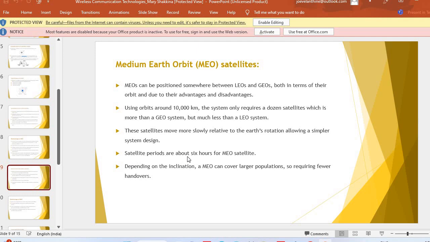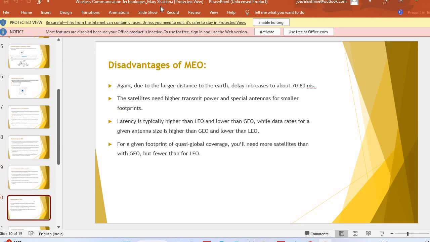Satellite periods are about 6 hours for MEO satellite. That is, the visible time of GEO satellites are 24 hours. The visible time of MEO satellites are about 6 hours only. Depending on the inclination, a MEO can cover larger population, so requiring fewer handovers. Next is disadvantages of MEO.